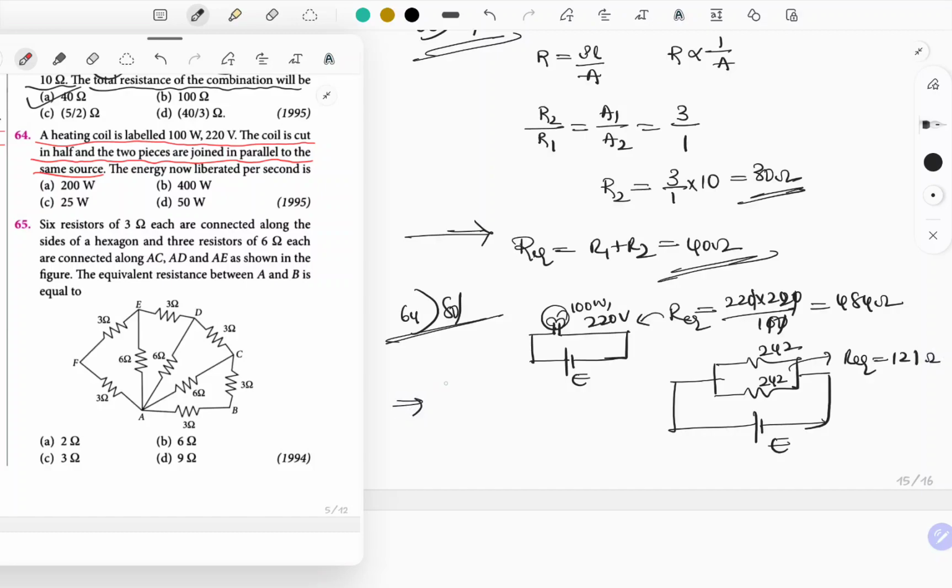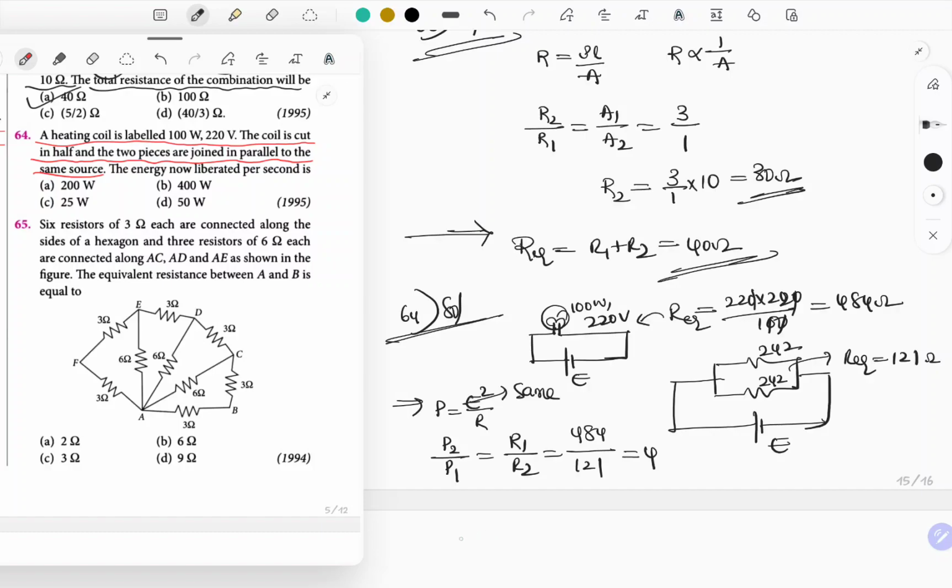So we know that whatever the supply they are giving, it is the same. They are asking power. Power is E square by R, right? As E is the same, power is inversely proportional to resistance. So P2 by P1 is equal to R1 by R2, where R1 is 484 ohms divided by R2, which is 121, which is equal to 4.